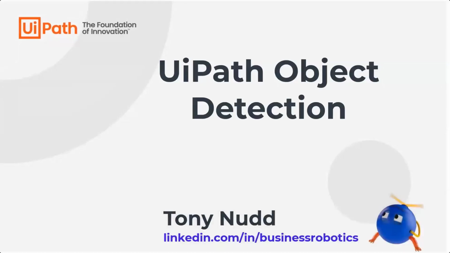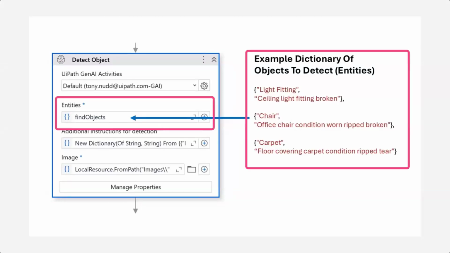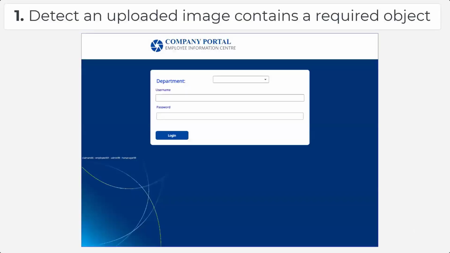Tony here, and I'd like to introduce to you UiPath Object Detection. This GenAI activity allows us to discover one or more objects in an image. So let's look at 3 quick scenarios: detecting an uploaded image, detecting multiple objects, and proactive process automation.